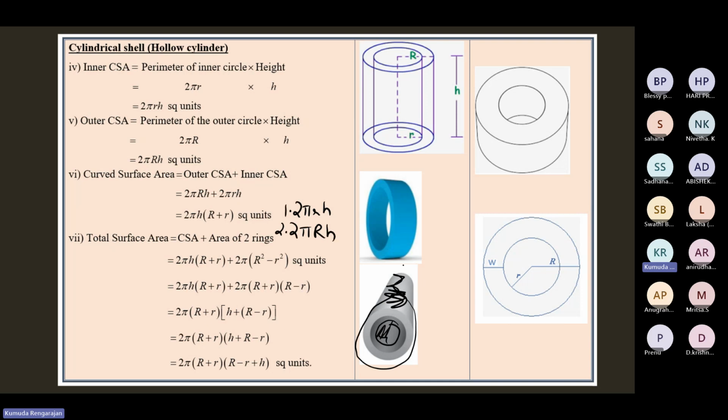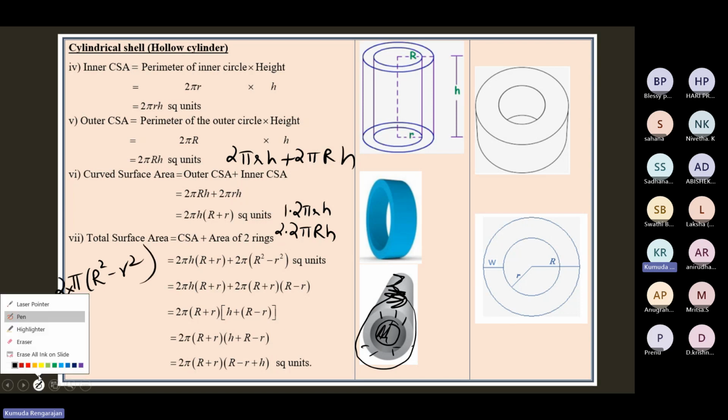If you add these two, you will get the total curved surface area. If you find 2 pi r h and 2 pi R h and find the sum of these two answers, you will get the total curved surface area. If you want to find the total surface area, not only the total curved surface area, then you should add the areas of the two rings, one ring here and one ring behind. The area of one ring is pi R square minus r square. So two rings will be 2 into pi R square minus r square.